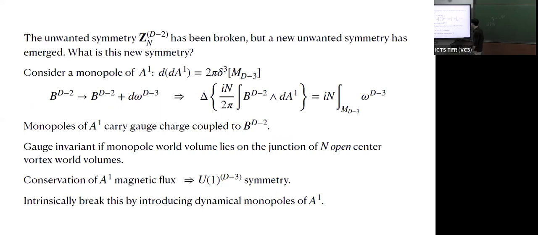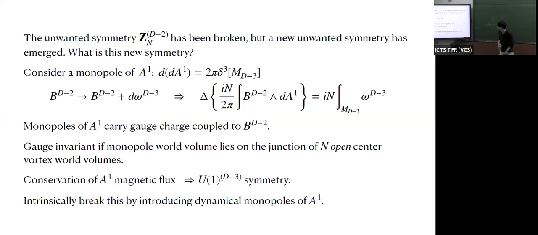So the monopole of A, indeed, the monopole of A, the point is that it carries gauge charge coupled to B, right? But so do the center vortices. So you can compensate the fact that the monopole has gauge charge by attaching it to center vortices. That gives you something gauge neutral, hence you have a gauge invariant notion of monopole.